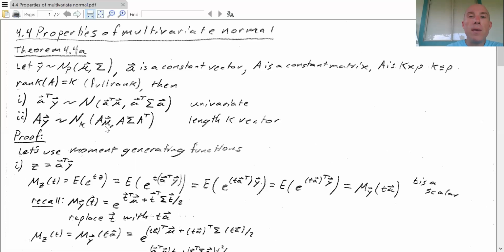What is the mean? The mean is going to be just the matrix times the mean of y. That seems like how we would want it to be, right? And now, what is our covariance?